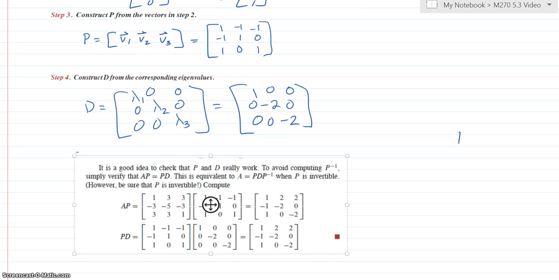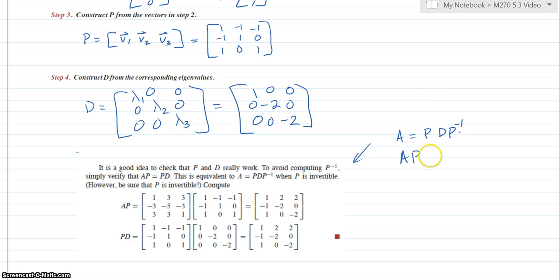It's always a good idea to check it. So you can check this, but it's equivalent to check this because, if you remember, we showed you this before, A equals P D P inverse. If you multiply both sides by P on the right, you're going to get AP equals PD. The only reason you have to be careful is, if P is not invertible, then you might not be able to do this, but it has a P inverse there, and we know it's independent, so we know that it's invertible. So if I look at AP, there's my original A times the P, that's right there. You get this matrix. And then if you take P times the D, you get the same thing. So it does indeed work.